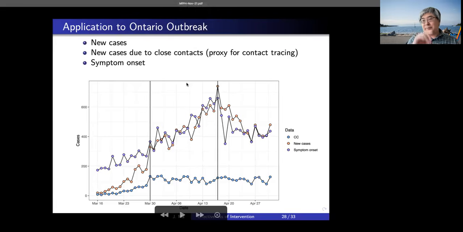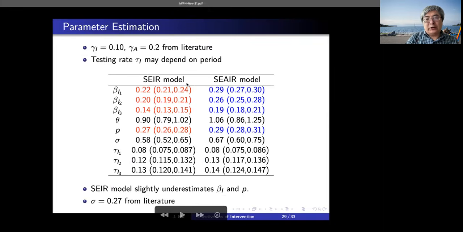So that's great news, because in Toronto, we do have new cases, we do have symptom onset, and we do have close contacts, which we use as the proxy for contact tracing. So these are the 3 data sets we're going to fit to our model. Here are the fitted results. As you can see, consistently, the SEIR model underestimates almost all parameters.